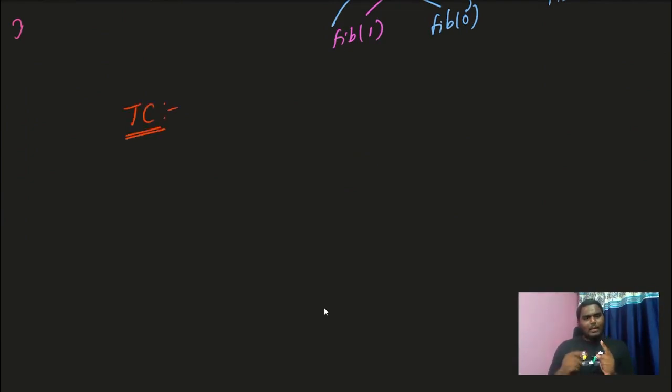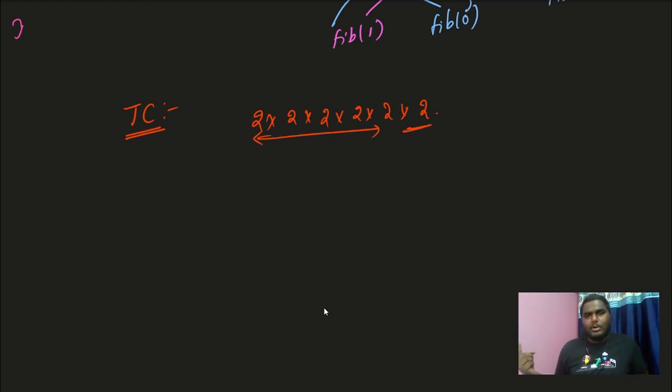For every recursive call, how many possibilities are there? How many function calls are we making? We are making two function calls. Whenever I made a fib of 4, I made two calls: one is fib of 3 and one is fib of 2. And whenever my n is 3, I again make two calls. So can I say that if my n is 6, I'm making something like 2 into 2 into 2 into 2 into 2? Can I say that?